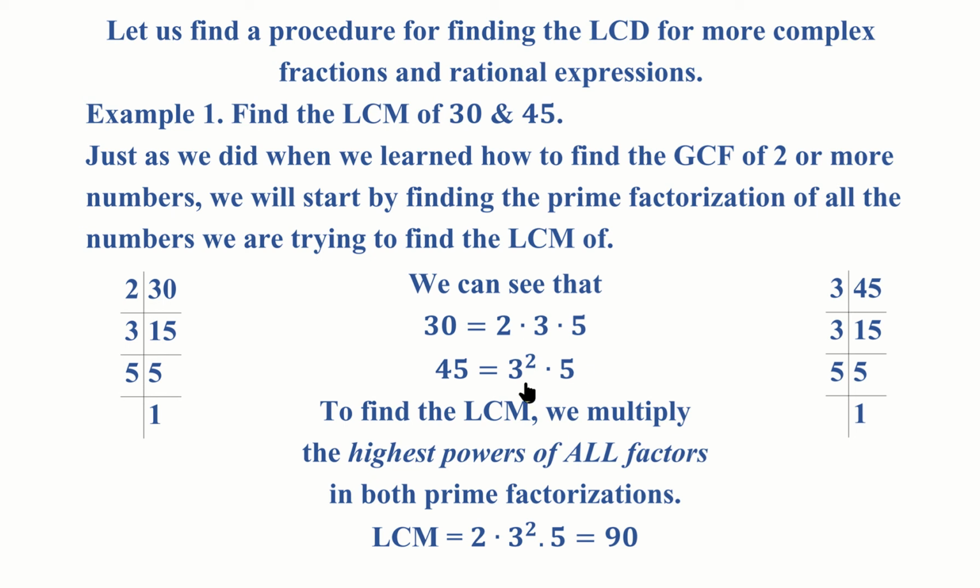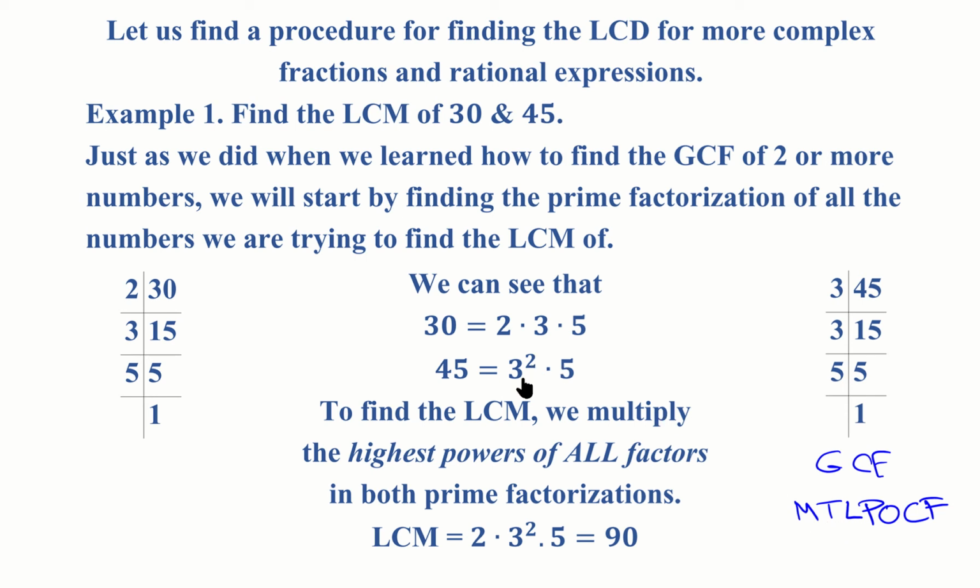Okay. Now, when we were trying to find the GCF of two numbers a few videos back, if you remember, the procedure was to multiply the lowest powers of only the common factors. Now, for the LCM, since we're looking for a number that is big enough so that both of these numbers go into it, we're not going to be multiplying the lowest powers.